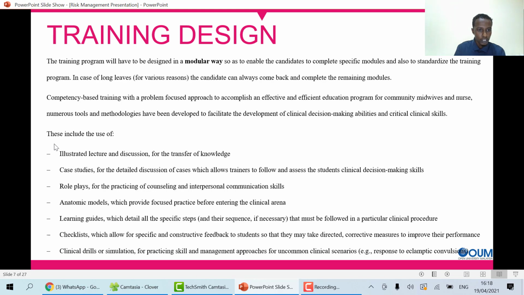These include the use of eloquent lectures designed for the transmission of knowledge, case studies for the detailed discussion of cases, which also train students in clinical decision-making skills, role play for practicing interpersonal communication skills, and an automatic model which provides focus, learning guides, checklists, and clinical drills.